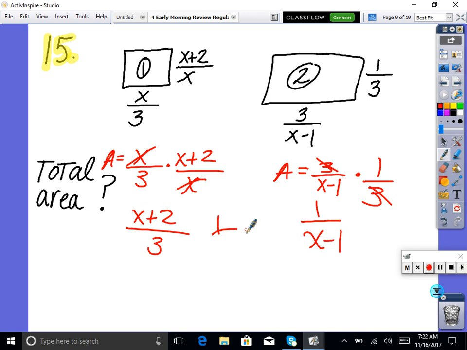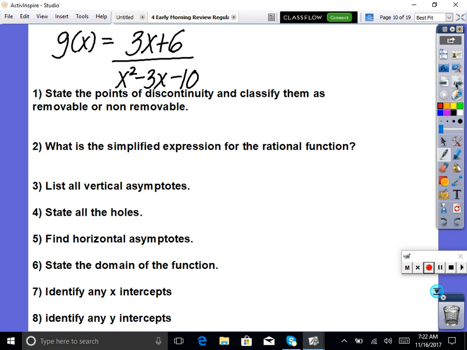Get a least common denominator and put it all together. I'm going to move on. Is everybody good? All right, on to the graphing. Okay, good. This is good timing.